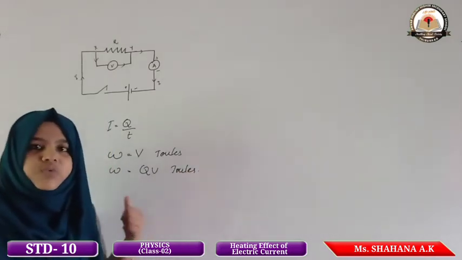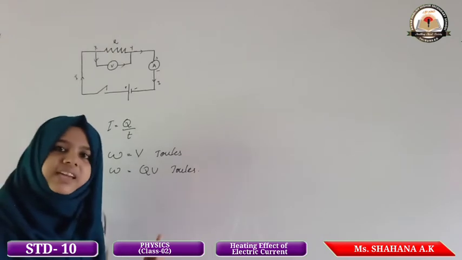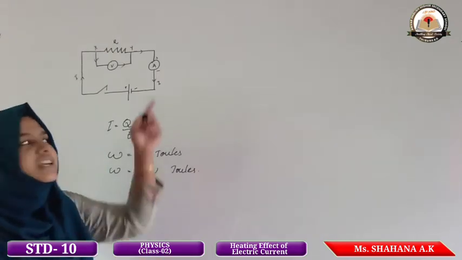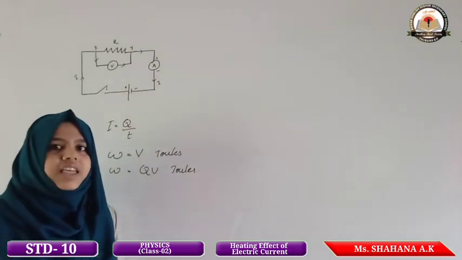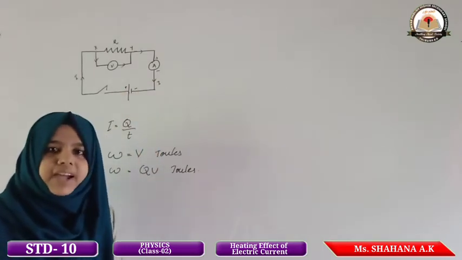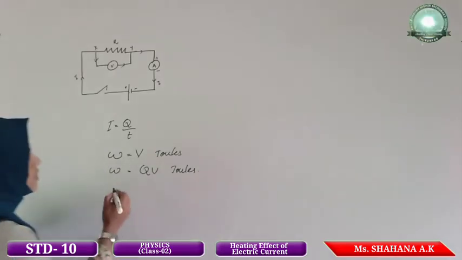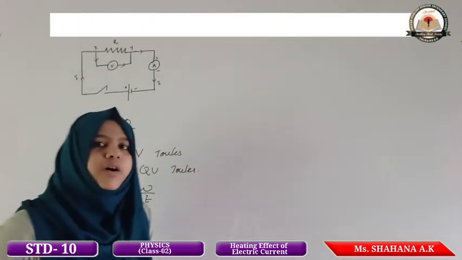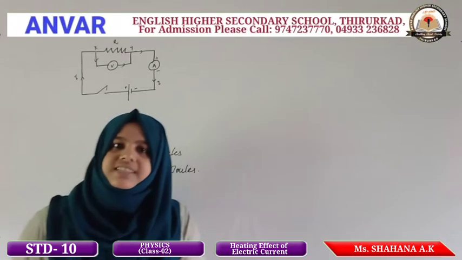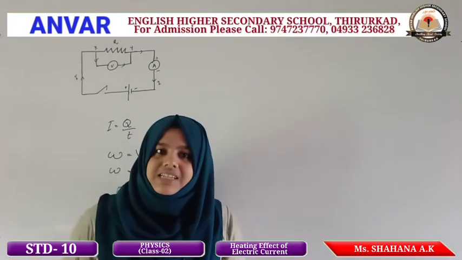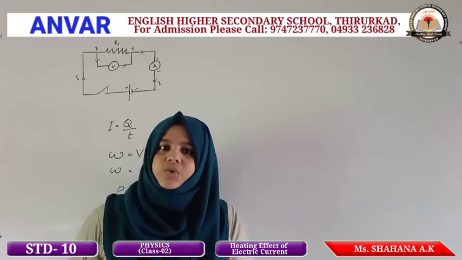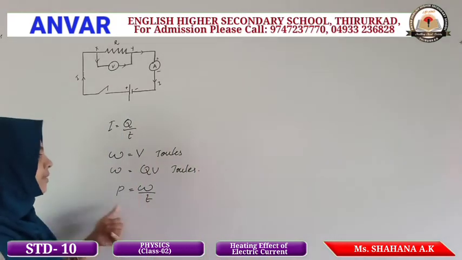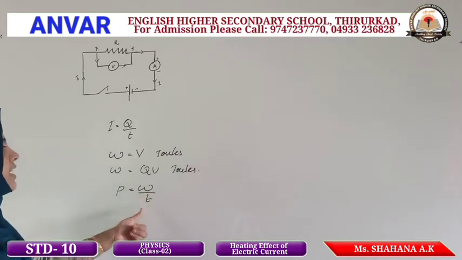Then who is doing this work here? The work is being done by the battery that we have connected in this circuit. Then the power supplied by the battery, P, is equal to W by T. Power of a device we have already studied. It is the ability to do work in a particular time. So P is equal to work by time, P is equal to W by T.